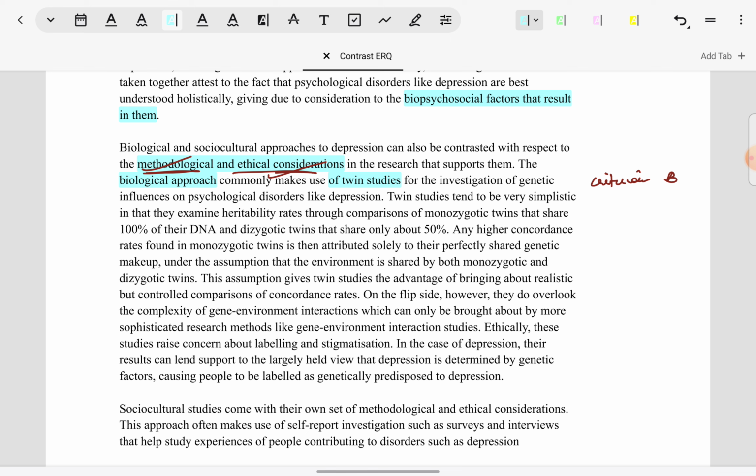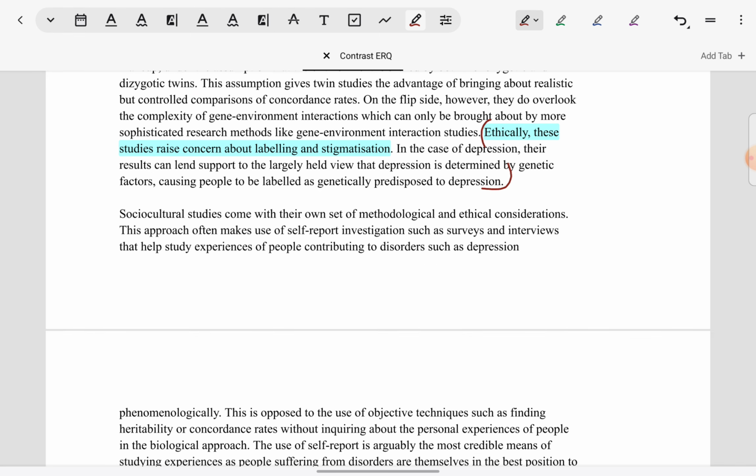And also an ethical consideration has been taken up, which is how stigmatization and labeling of certain groups in society can result if we say that these are the groups which are more likely to develop a disorder because of their inheritance of genes. So that ethical consideration, like I said, if you want to bring down the word count, just skip wherever the ethical consideration is being referred to, or where the methodological, the previous part of the paragraph, you can skip.